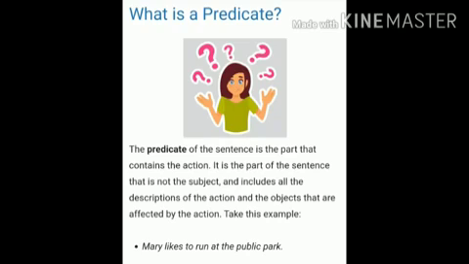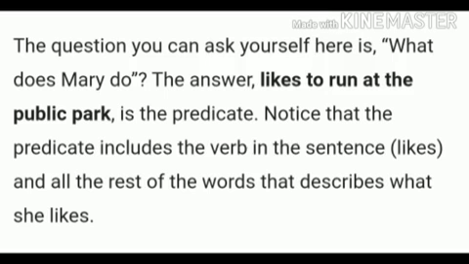All of you know what a predicate is. The predicate of the sentence is the part that contains the action. It is the part of the sentence that is not the subject and includes all the description of the action and the objects that are affected by the action. Take the example, Mary likes to run at the public park. The question you can ask yourself here is, what does Mary do? The answer, likes to run at the public park, is the predicate.